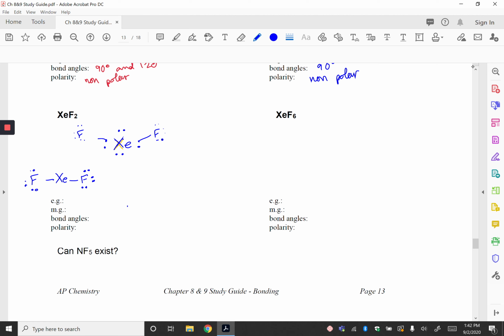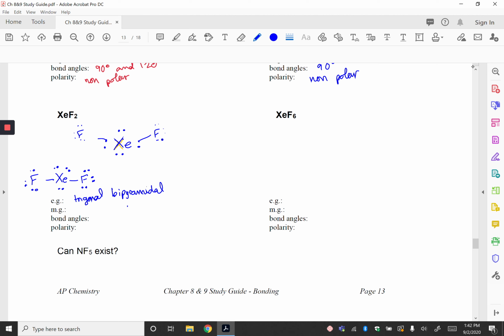You have to put your electrons in pairs, right? So put a pair here, a pair there, and a pair there. Okay, 5 areas of electrons. So trigonal bipyramidal. But we have 3 lone pairs. So the bond angles normally are 90 and 120 for that, but it's not in this case.